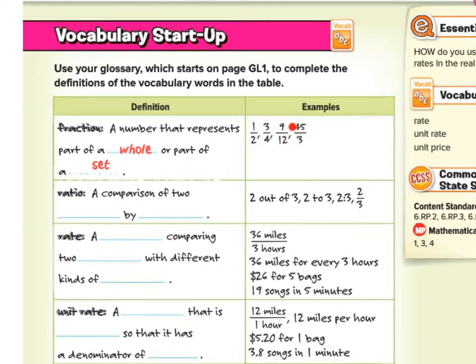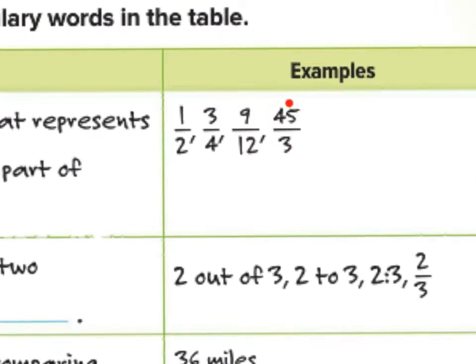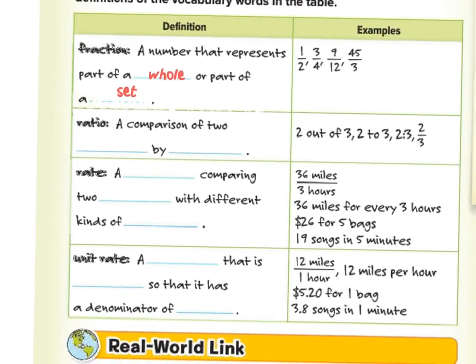And then 45/3. Remember, this fraction right here is considered an improper fraction. It's improper because the numerator is larger than the denominator. So you could actually just divide, right? You would go 45 divided by 3, and you get 15, which is a whole number. It's no longer a fraction. So this is really not a fraction, it's an improper fraction.